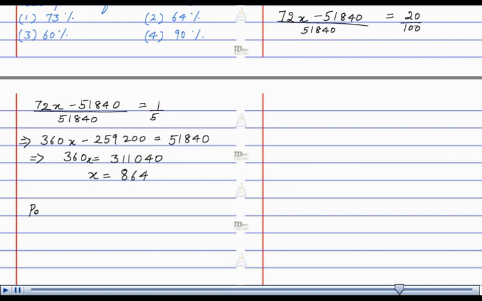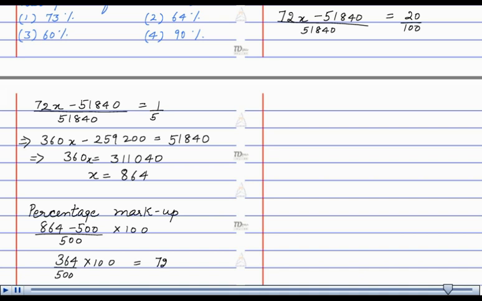Therefore, the percentage by which the price has been marked up is given by 864 minus 500 whole upon 500 into 100, which gives 364 upon 500 into 100, which is equal to 72.8%. Hence, the correct answer is answer option number 1. Thank you.